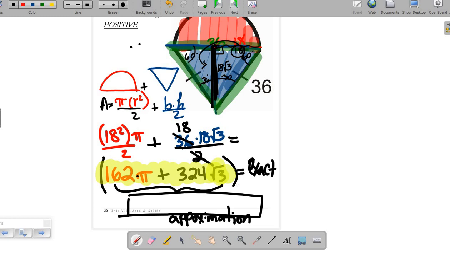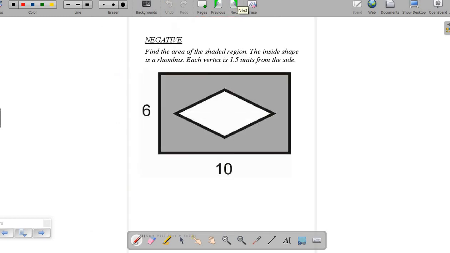Positive, we added something. Negative, find the area of the shaded region. The inside shape is a rhombus. Each vertex is 1.5 units in from the side.